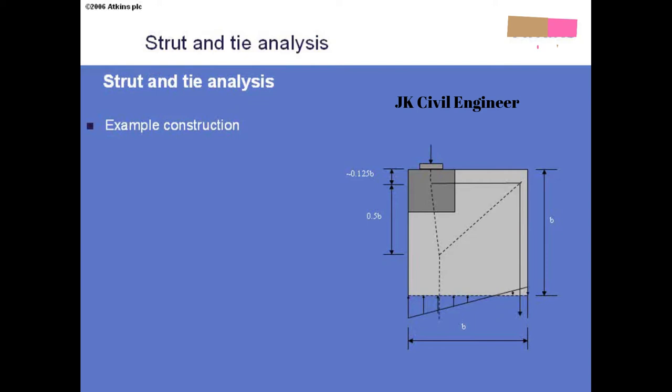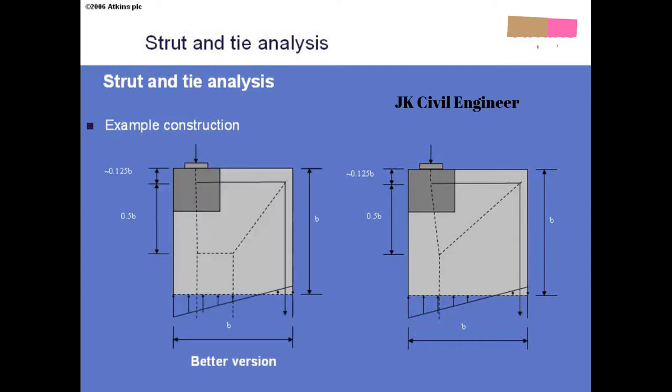But one of them is that when you end up with models like this, it's normal to end up with the internal lever arm equal to 0.5 times B, which is why this node is located in the position that it's located in. This is just something that you learn with a bit of practice. Lever arms end up being 0.5 B. So we could idealize it like that.